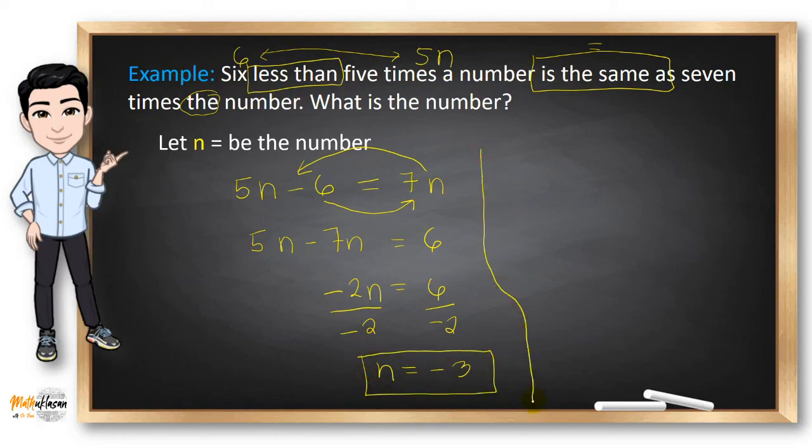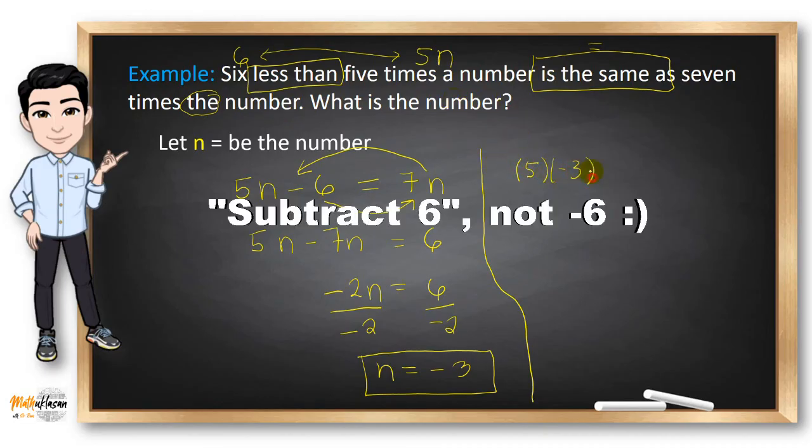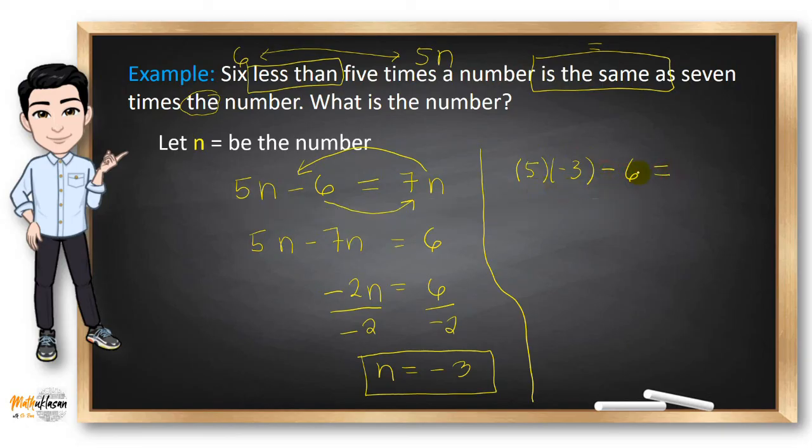We can check our answer by substituting negative 3 on n. So 6 less than 5 times a number, we need to multiply 5 and negative 3, and then we need to subtract 6. 5 times negative 3 minus 6 is negative 21. How about 7 times the number? 7 times negative 3 is negative 21. And since we got the same value, we have proven this statement. So the correct answer is n equals negative 3.